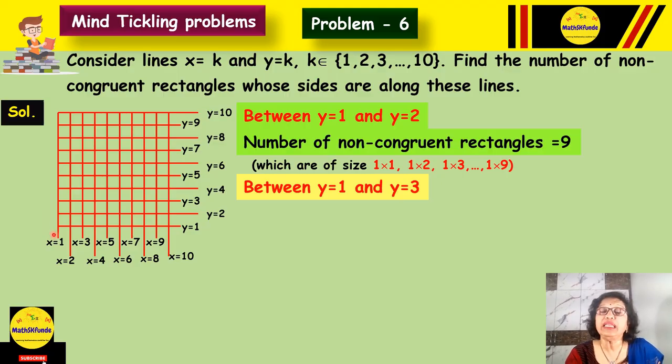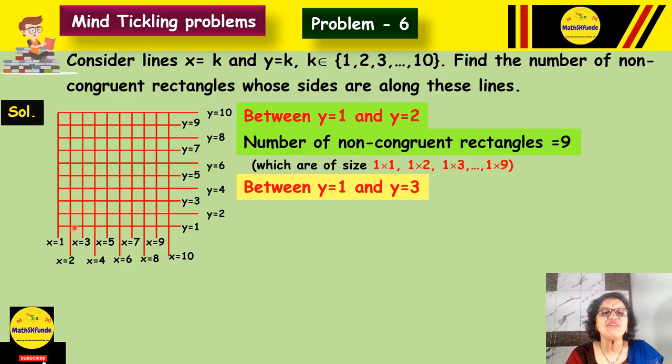non-congruent rectangles. Now, I will not start with a rectangle of the size 2 by 1. Why? Because we have already considered size 1 by 2 here. And if I consider 2 by 1 now, that would be a case of congruent rectangles. So that is not expected, right? So I will start now from size 2 by 2, then 2 by 3, then 2 by 4.